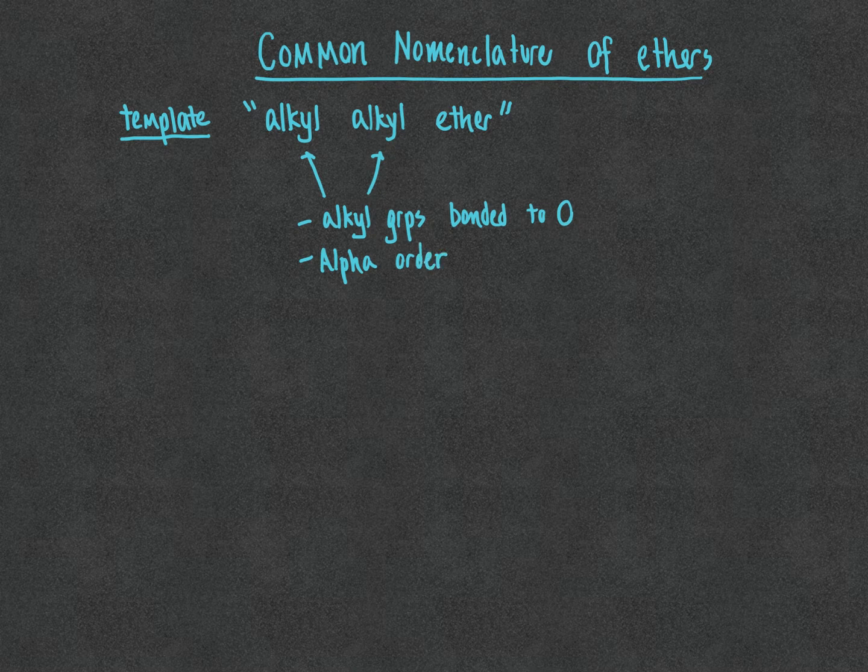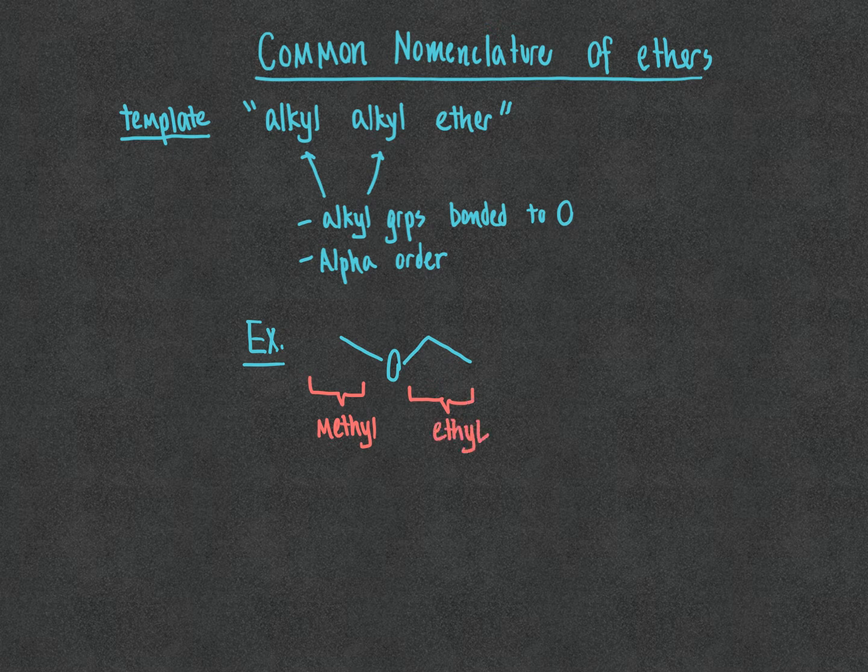For example, if we have this ether, on one side of the ether group, we have a methyl group, that's our one carbon chain. On the other side, we have an ethyl group, that is our two carbon chain. And so the common name for this molecule, putting those in alphabetical order, would be ethyl, coming first in the alphabet, space methyl, space ether. 3 words to make up the complete common name for this molecule.